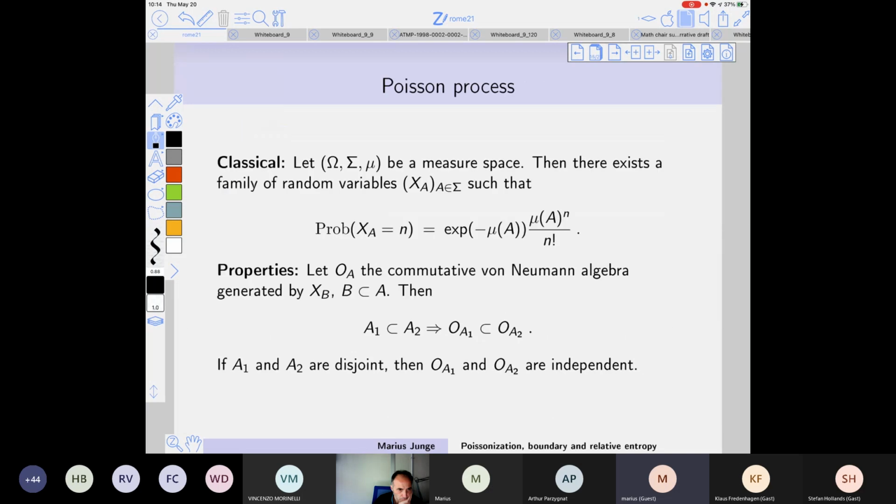And now I will come to the central part of my talk, which is this Poisson process, which is classically super simple. I think many of you have seen that if you give yourself a measure space, then you can construct a family of random variables for every subset in sigma, right? And these are Poisson random variables, so discrete random variables, where the probability to have n points is given by this formula here. And mu is called the control measure, right? So this is the notation they use, control measure.